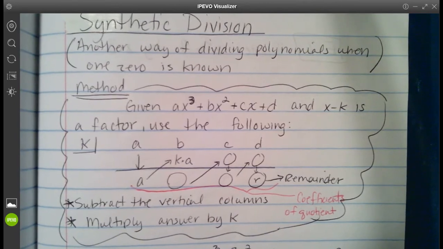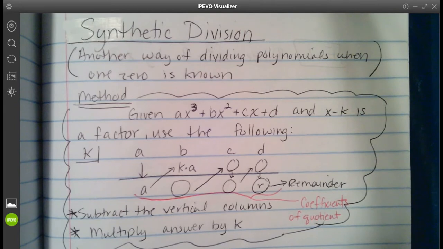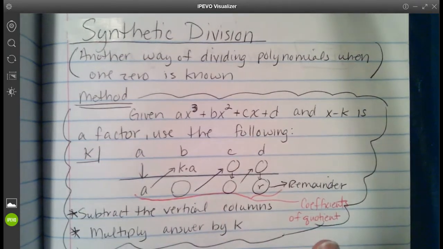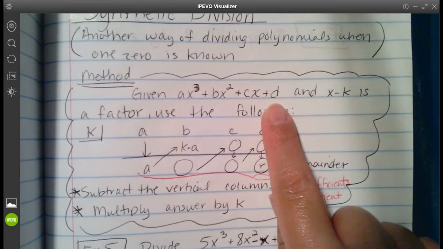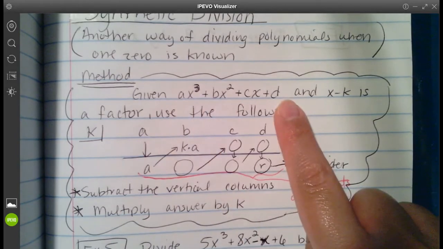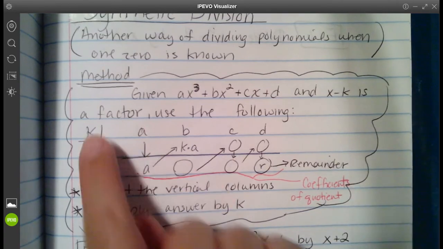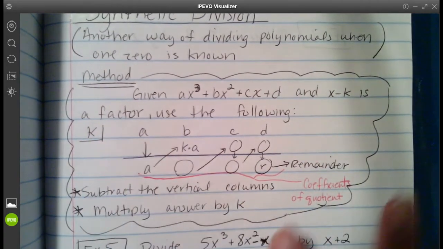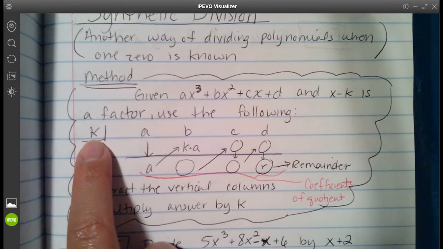This is another way of doing division with polynomials when one of the zeros is known. So the ones we just did before, we were given at least a factor or a zero that allowed us to divide in the first place, okay? This craziness right here is the method. So what happens is we are given a polynomial. It does have to be in descending order, just like the long division. And x minus k is one of the factors, or k, whatever they decide to give you. You start off by getting the 0. So k here is the 0, not the factor, it's the 0.